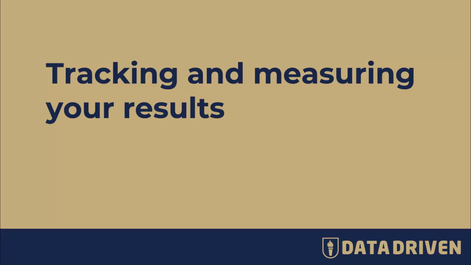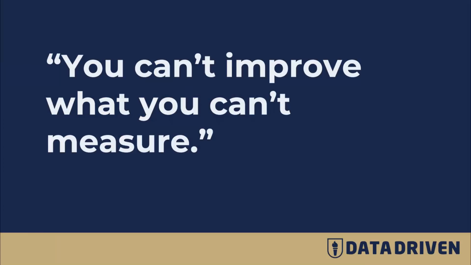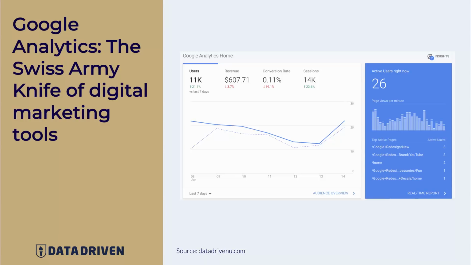Next, let's get into tracking and measuring your results. And let's start with a quote. You can't improve what you can't measure. And so if you want to get started with measuring how things are working, you're going to want to start with something like Google Analytics, which I consider to be the Swiss Army knife of digital marketing tools. It can do pretty much everything you want, and it works extremely well. And not only that, but over 80% of the most important websites in the world are using Google Analytics to track their results. And so if you're not familiar with Google Analytics, I would highly recommend you check out our Google Analytics program on datadrivenyou.com.